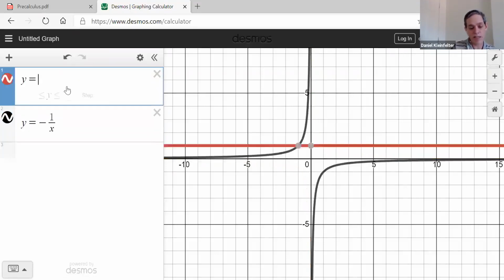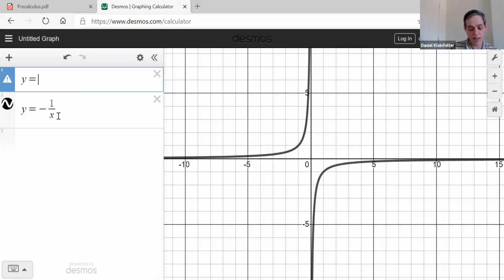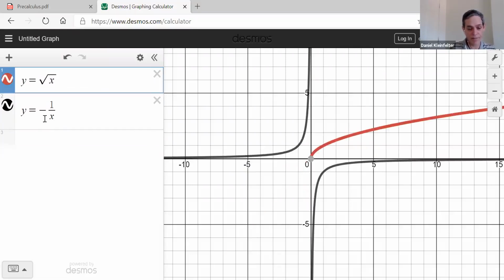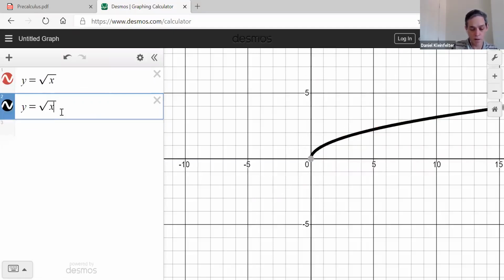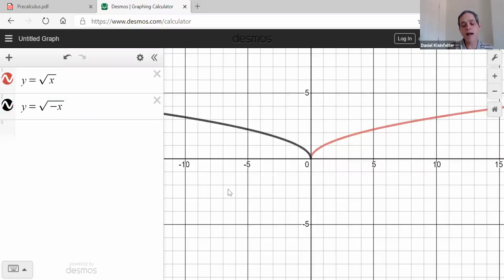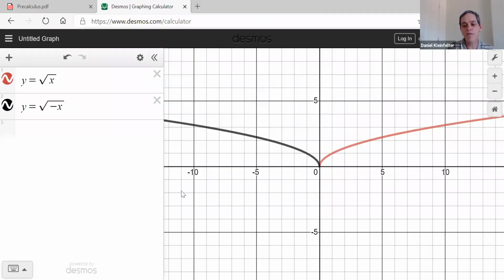So let's use a different function for this. Let's go back to y equals square root x. That's fine. All right, so there's our graph of square root x and square root of minus x.